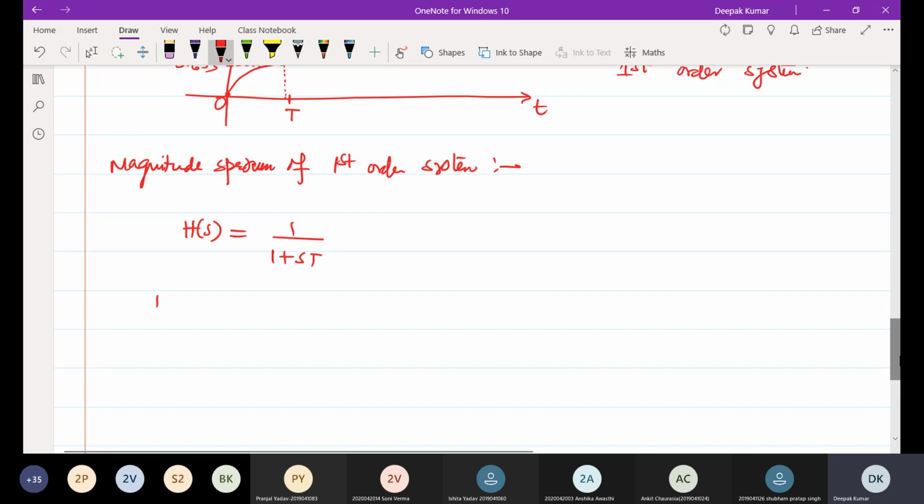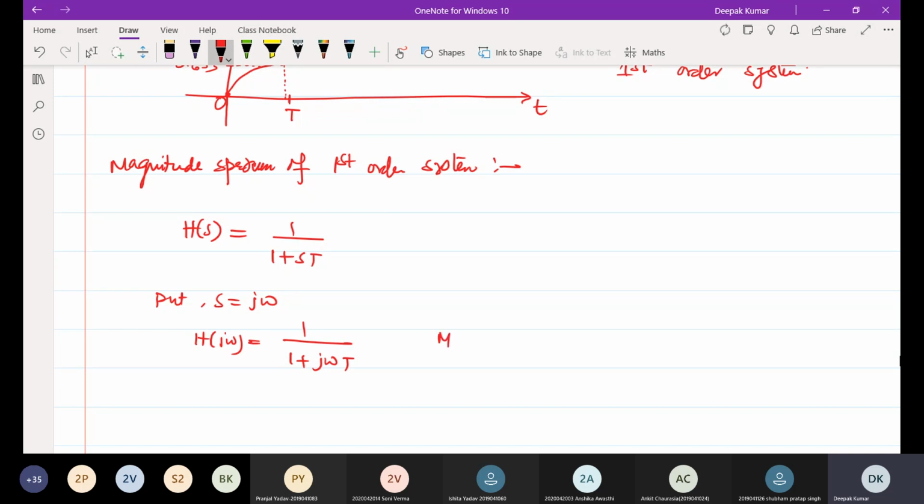Put S is equal to j omega. So H of j omega will be equal to 1 by 1 plus j omega T. And take the magnitude of this.